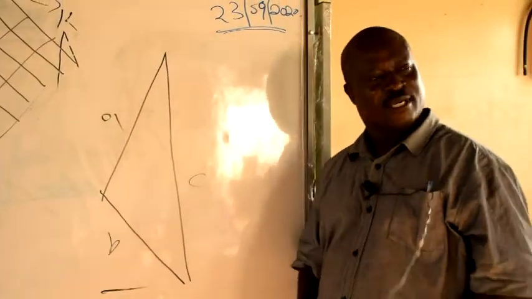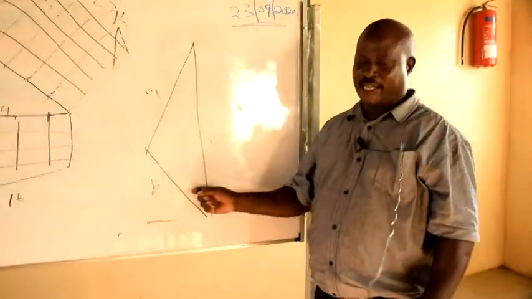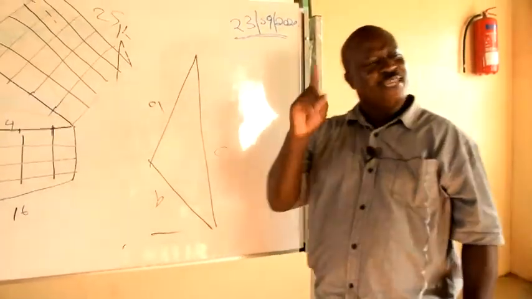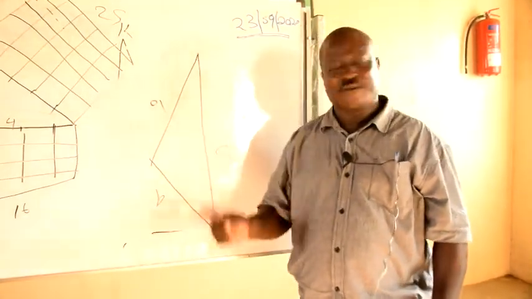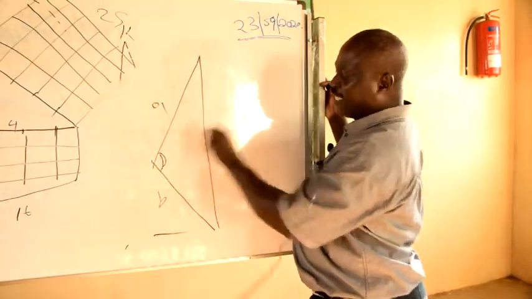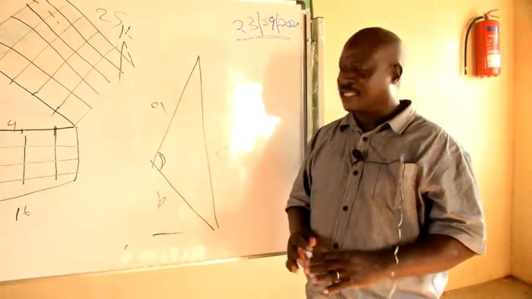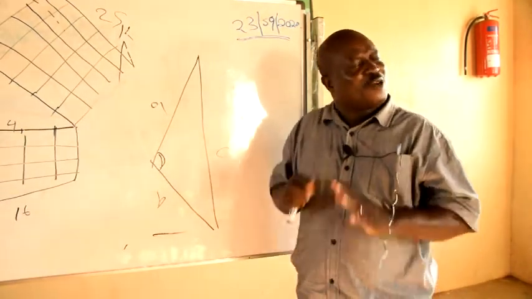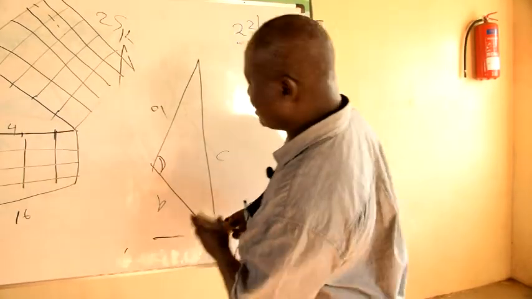Wrong. This is not a right angle triangle. What I mean is that Pythagoras theorem is only working if it is a right angle triangle. This is not 90 degrees. So, my friends, not always that. For this formula to work, for Pythagoras theorem to work, it has to be a right angled triangle.